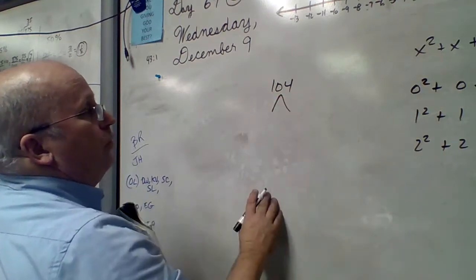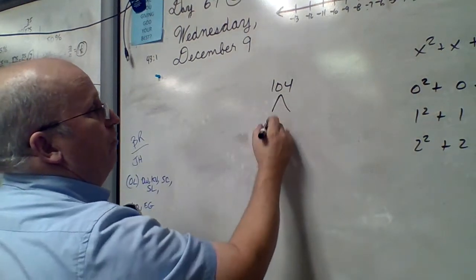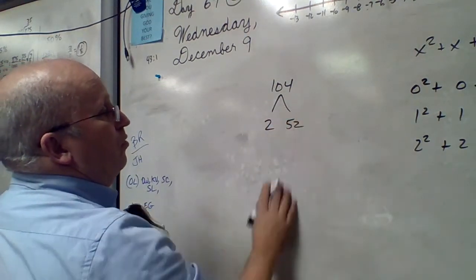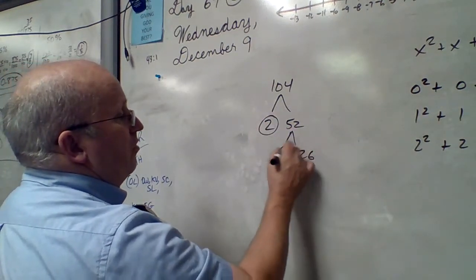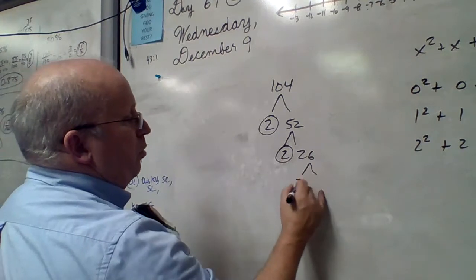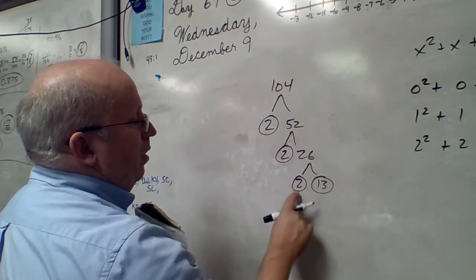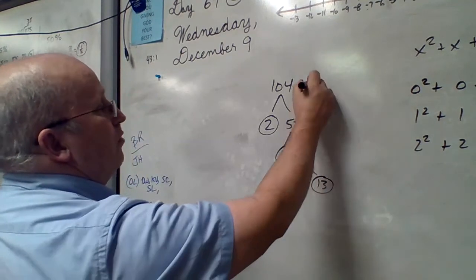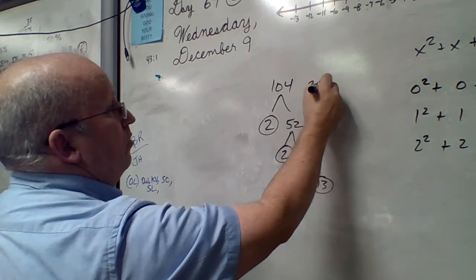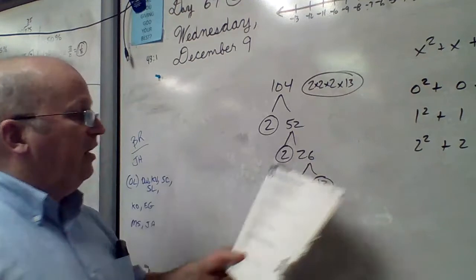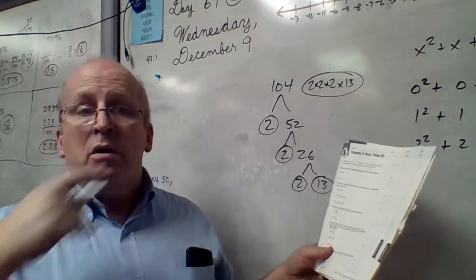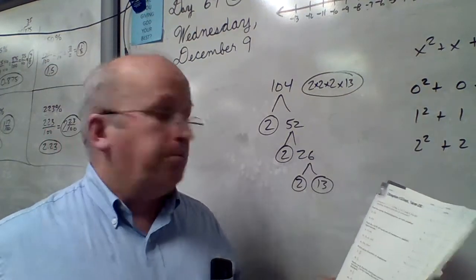I'm thinking of two numbers that multiply together to make 104. 2 times 52. This one's prime. I'm going to break down the 52 to 2 times 26. That's prime. Break down the 26 to 2 times 13. Prime and prime. So what's my prime factorization? 2 times 2 times 2 times 13. That would be the kind of thing they're looking for in 2 and 3.